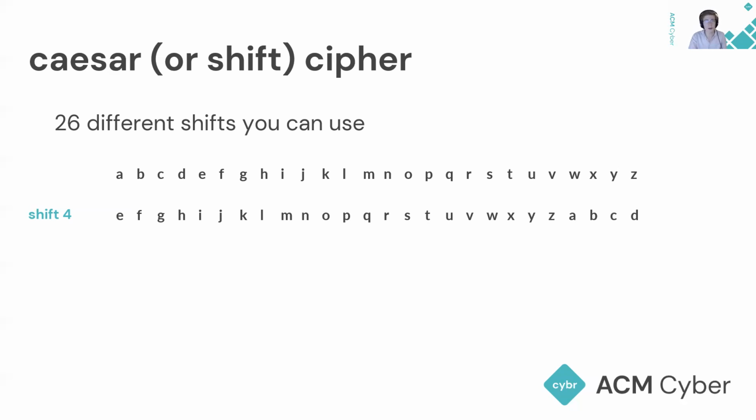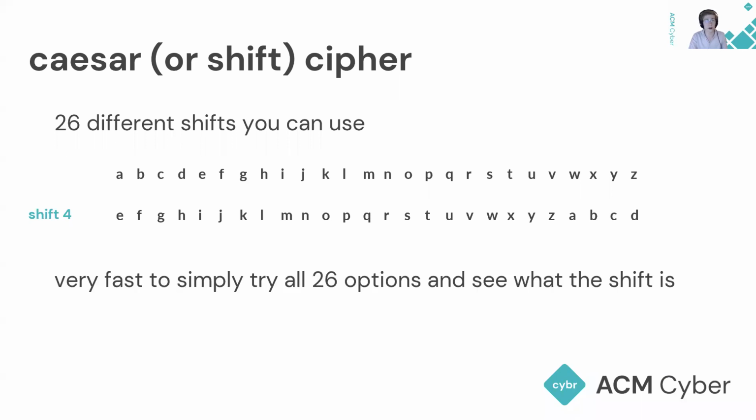But of course, the easiest way to crack this, if you understand vaguely how it works, is you simply try all 26 options and then see what the shift looks like, because you can very quickly find out from cues that you're going to find it very quickly.